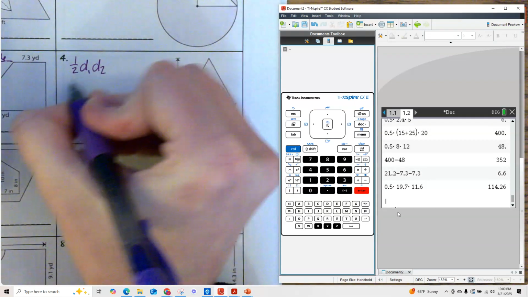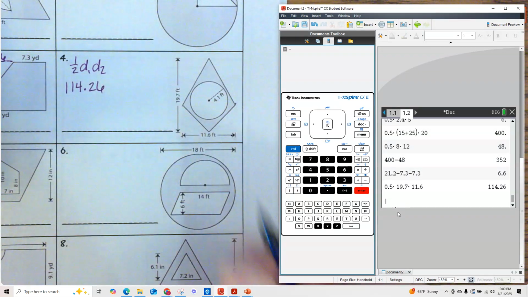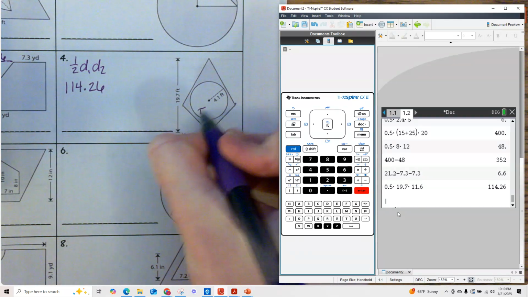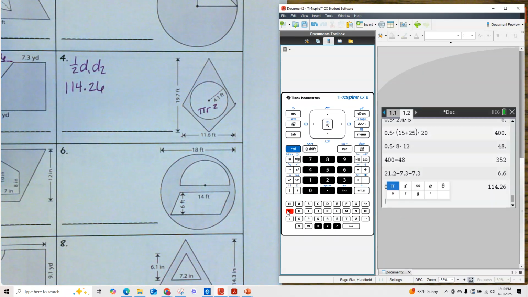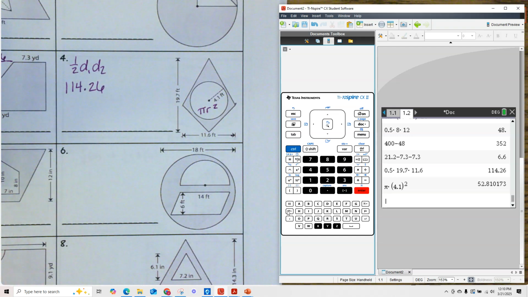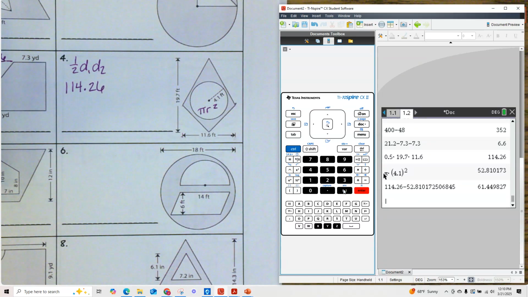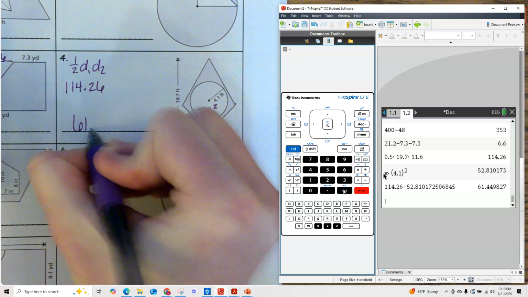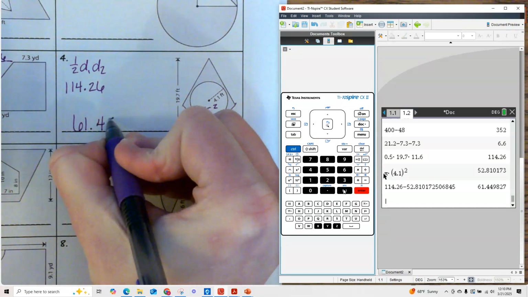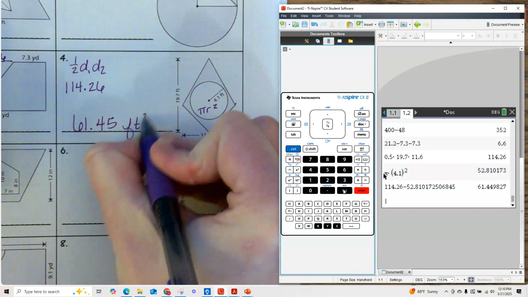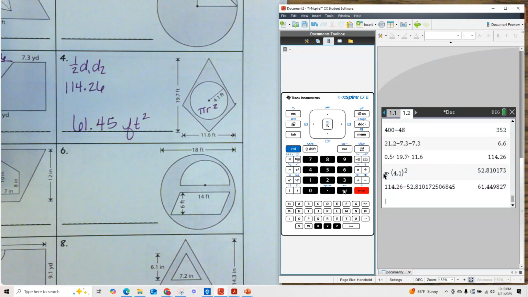All right, so the kite in this one is 114.26. And then we've got a circle, pi r squared. So pi, radius is already given to us, and then we square it. But I need to subtract, the 114 needs to go first. I don't want to type this long decimal from the circle again. So control negative, plug that answer in, and let the calculator type it in for you. So 61.45 feet squared. As long as your circle is the last answer in your calculator, that'll work.